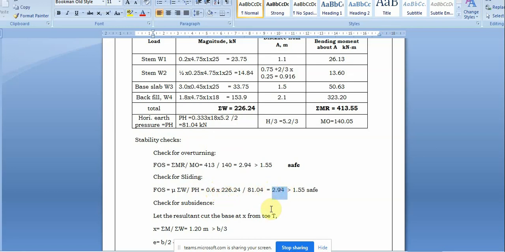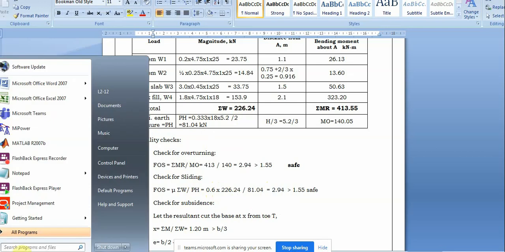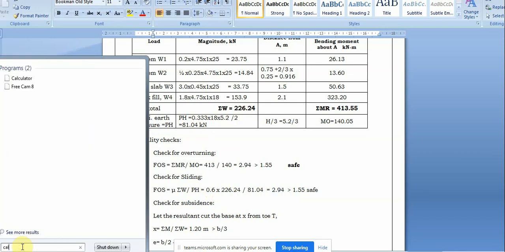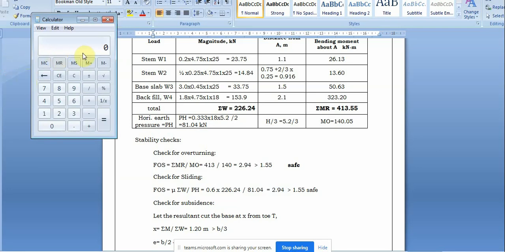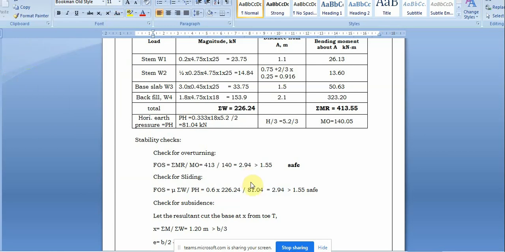Sorry, this will not be 2.94. Let us take a calculator and do this. That is 0.6 multiplied by 226.24 divided by 81.04. It is 1.67. So this will be 1.67, which is greater than 1.55. Again, it is safe against sliding.